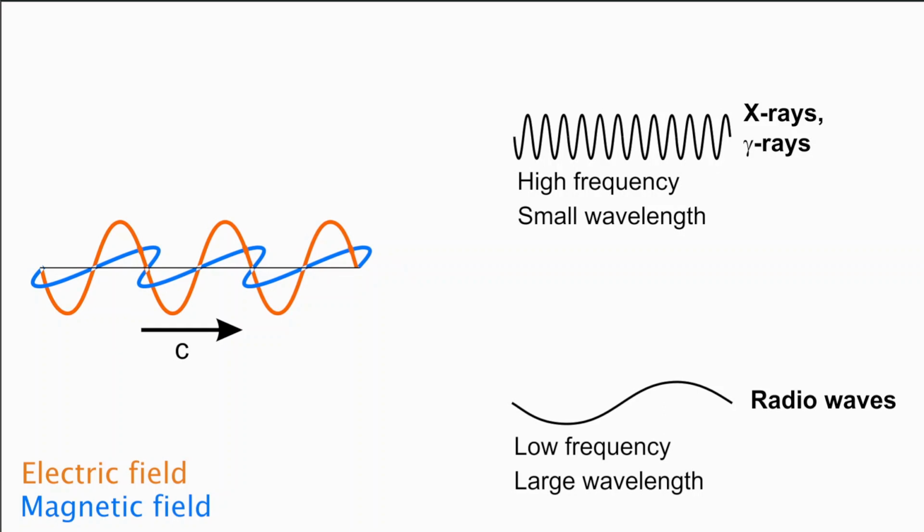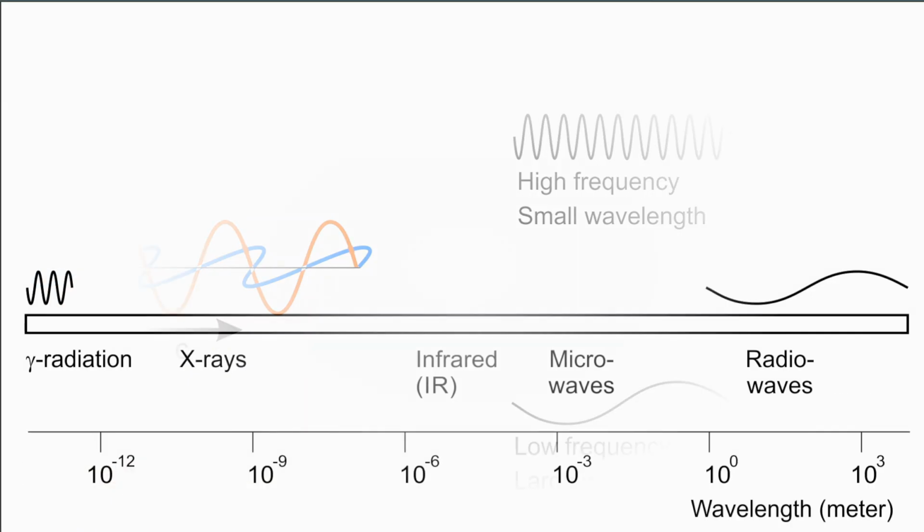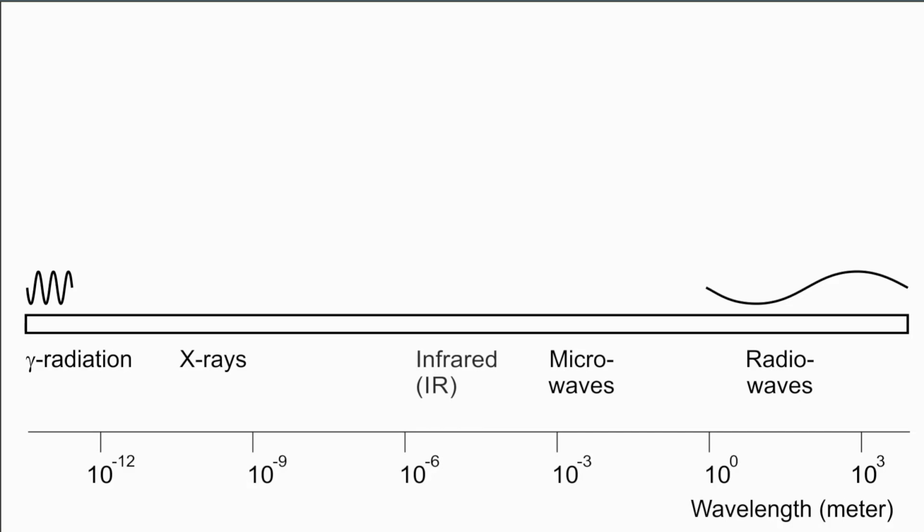Examples for radiation with high frequencies are gamma rays or X-rays, while examples for radiation with low frequencies and large wavelengths are radio waves. And what about visible light? This scale covers the whole range of electromagnetic radiation from the very short wavelengths radiation, gamma radiation, to very long wavelengths radiation, radio waves. The scale is logarithmic.